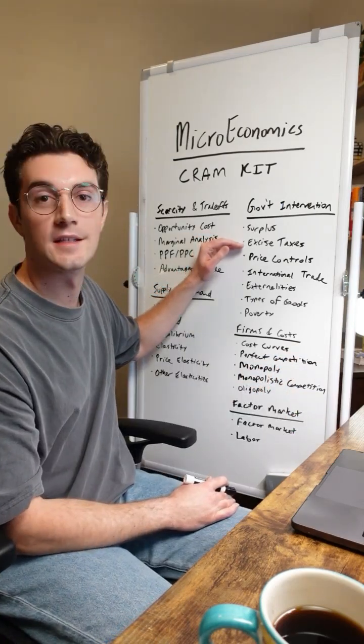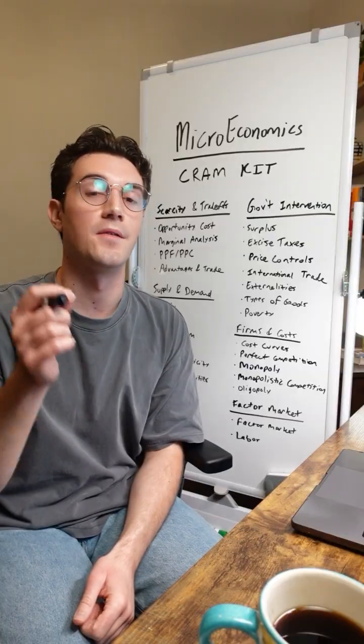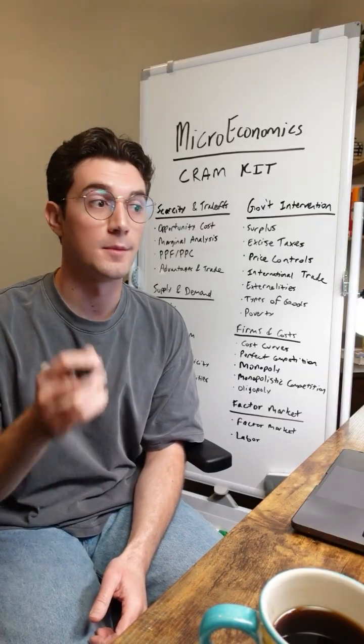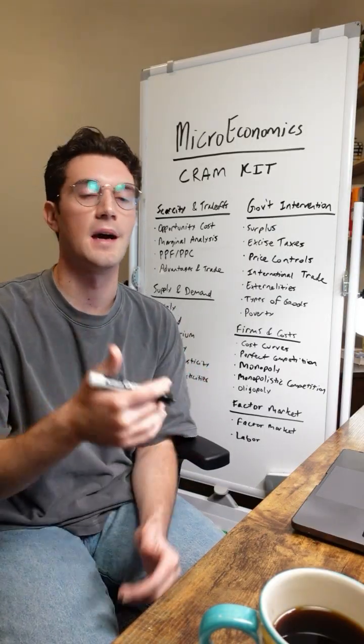All right, next up here, excise taxes. My biggest tip to you is shift the supply curve up by the amount of the tax. It might sound counterintuitive, but by shifting the supply curve up, we're actually shifting it to the left and decreasing supply by the amount of the tax.